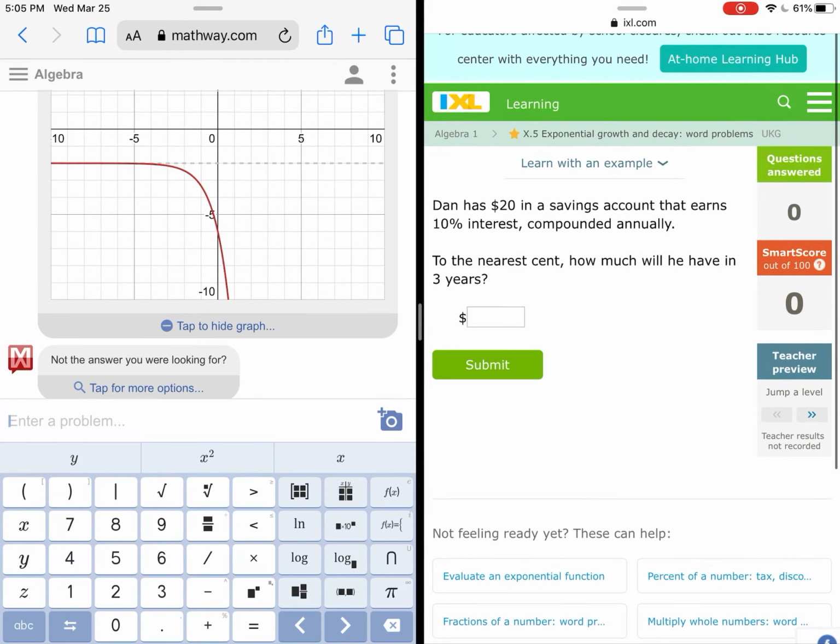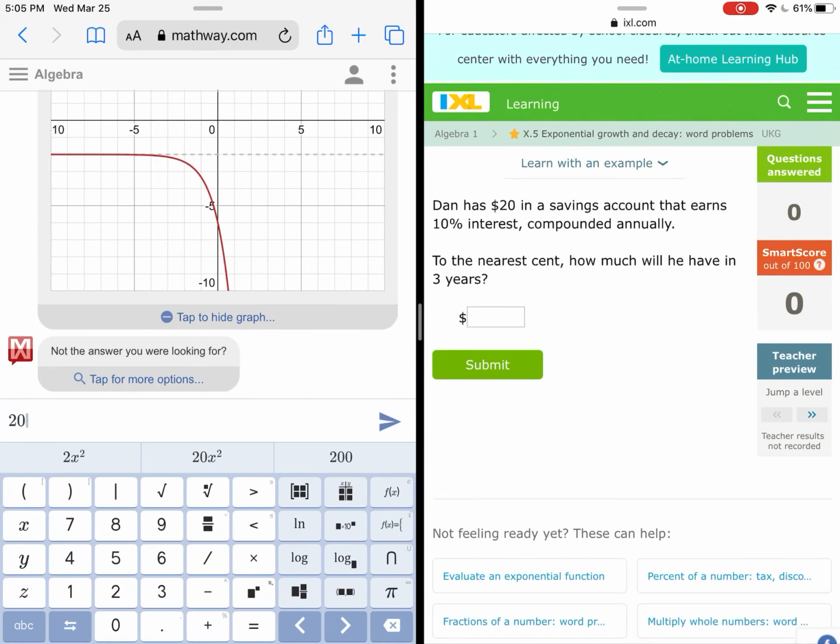Now, for this type of question, I would highly recommend you go back and look at the notes that we did for exponential growth and decay. Now, if we look at this question, I'm going to type in the equation, but I need you to try to do these on your own, looking at the notes while you're doing them, because it's going to help you a lot. So Dan has $20 in the savings account. That means that his initial amount is 20. So that's where he's starting.